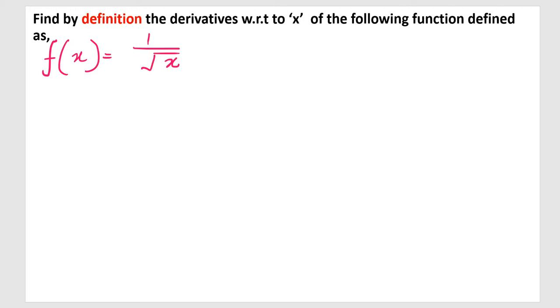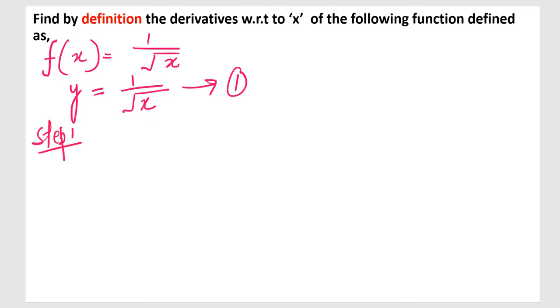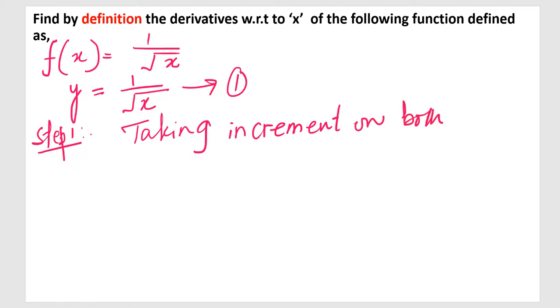First of all, suppose instead of f of x, I say y is equal to 1 divided by square root of x, and this is my equation number 1. Now we will start step number 1. Always in step number 1 you have to take an increment. Taking increment means you have to add something on both sides of the equation.